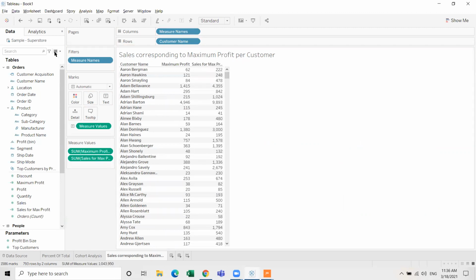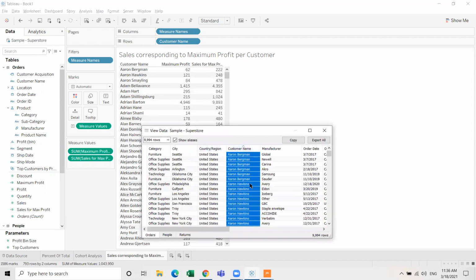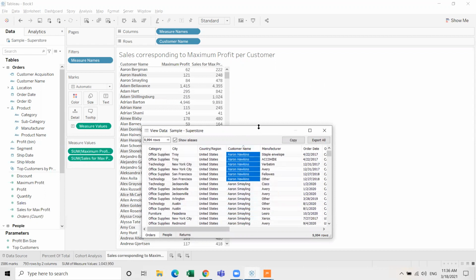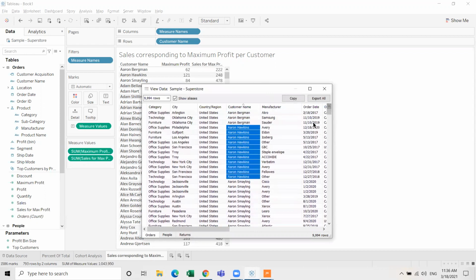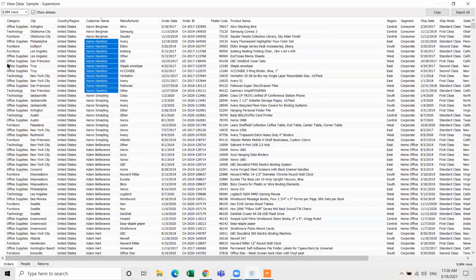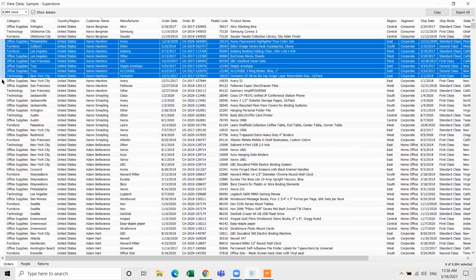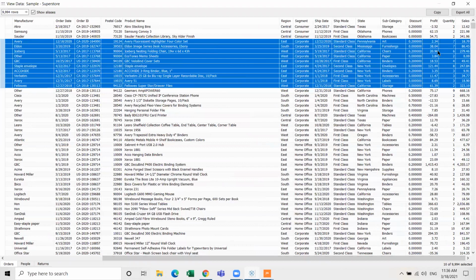So let us just cross check with our data once. Let's look at the second customer, Aaron Hawkins. These are the transactions made by the person. Okay, let me just quickly mark all these transactions. We will check what is the maximum profit. So you can notice that the maximum profit here is 121.4.